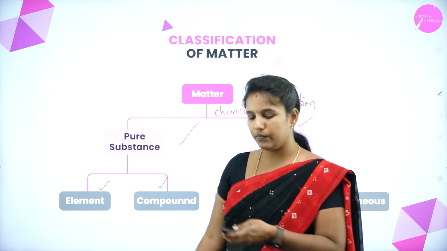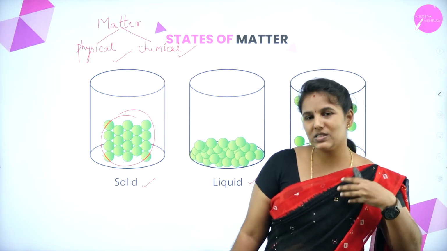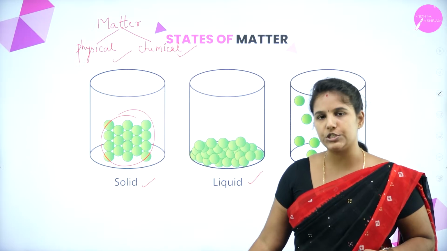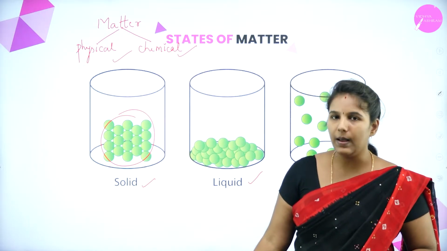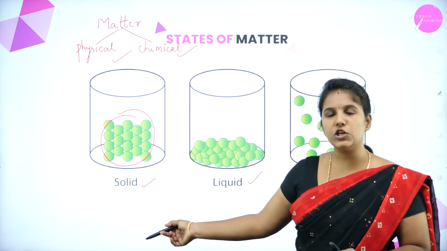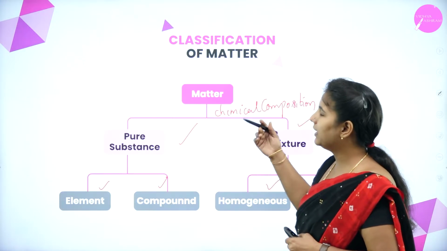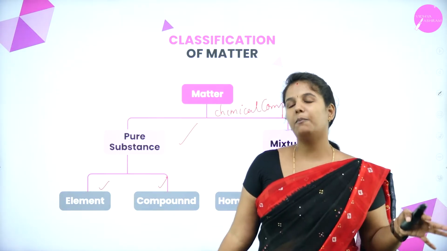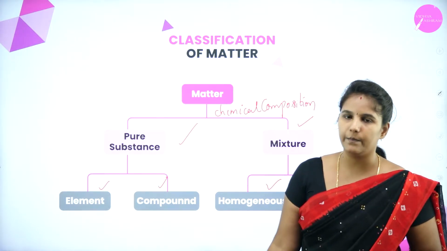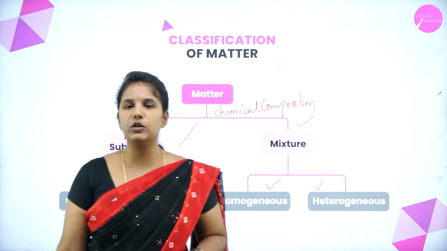So, how do we classify matter? We can classify matter into two types. One is based upon the physical state, the other is based upon the chemical composition. If we classify matter based upon the physical state, there are three types: solid, liquid and gas. When I classify matter based upon the chemical classification, we can say that matter is of two types: pure substances and mixtures. And which are the pure substances?